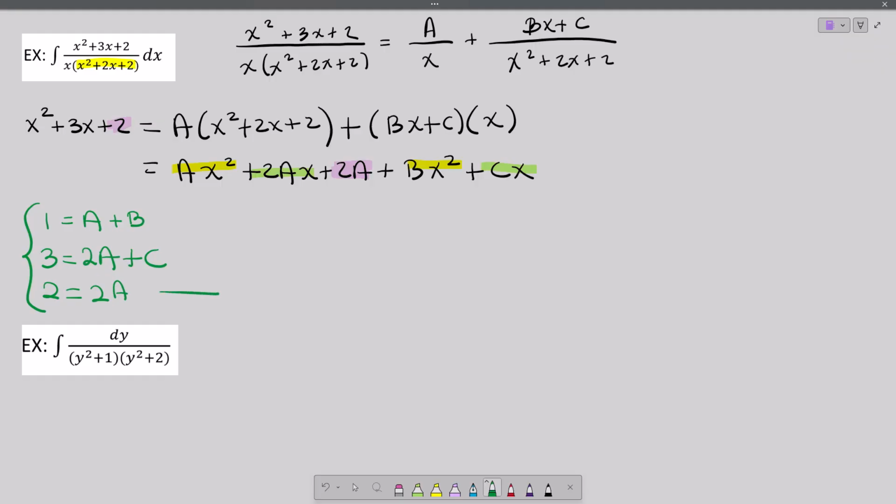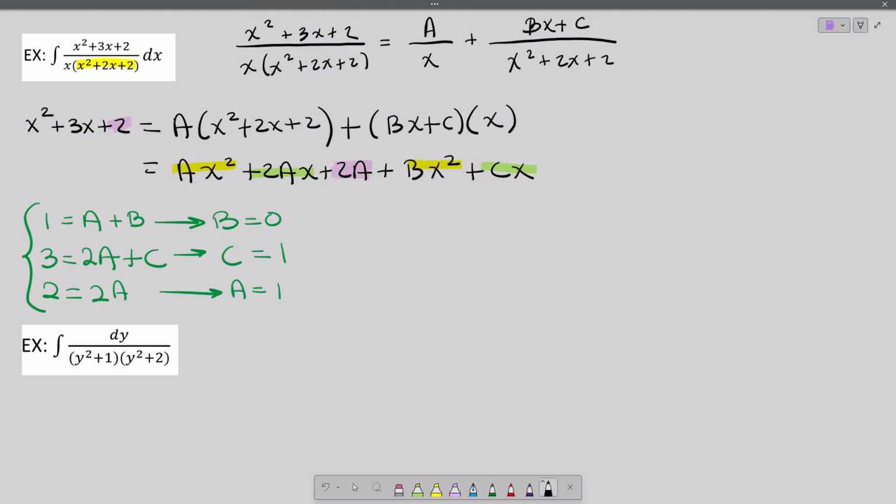Right away we see that a is 1. And if a is 1, what's b? 0. And that tells us that c has to be also 1. We plug in a equals 1 right there, 3 minus 2 is 1. So now we have all 3 of our unknowns.